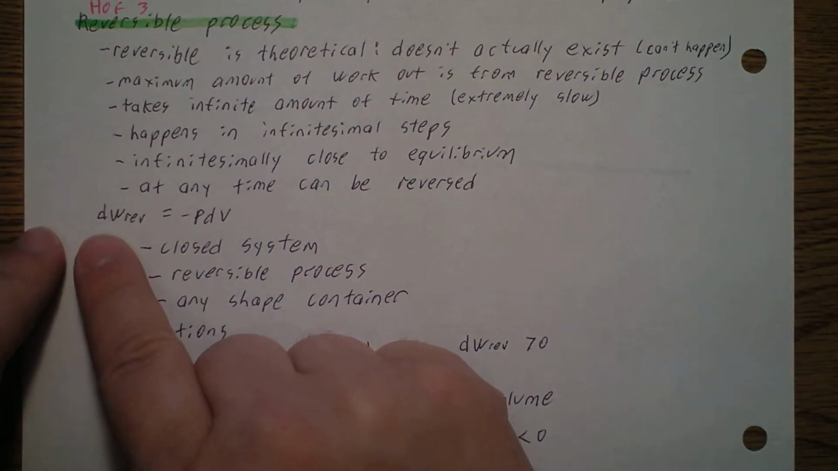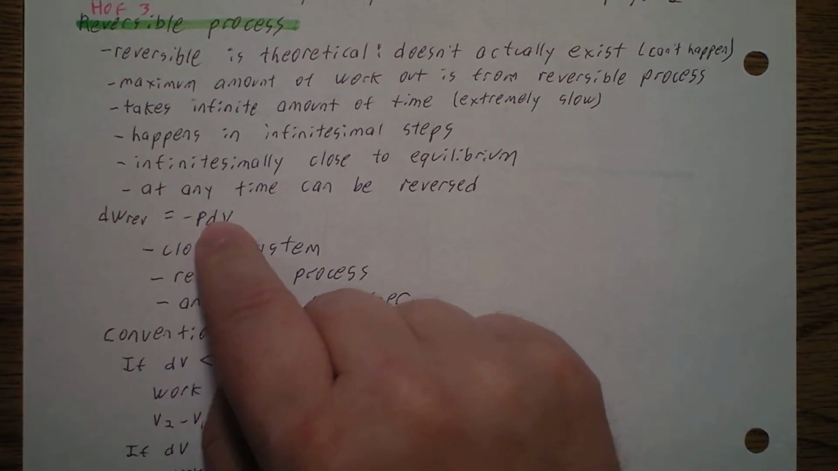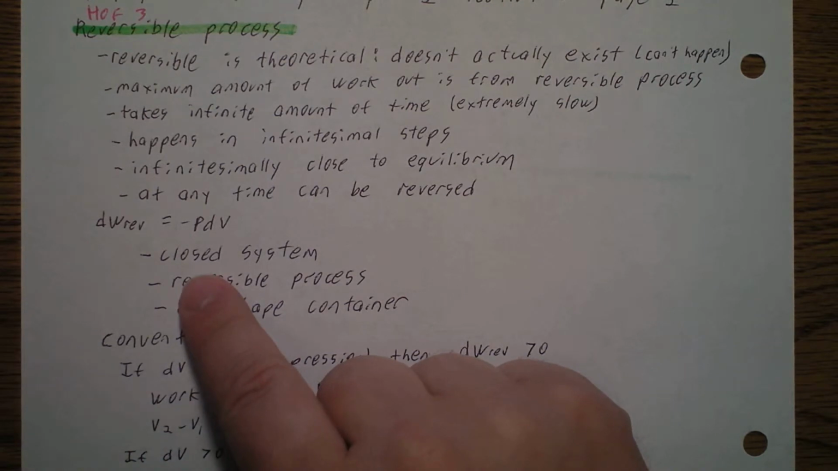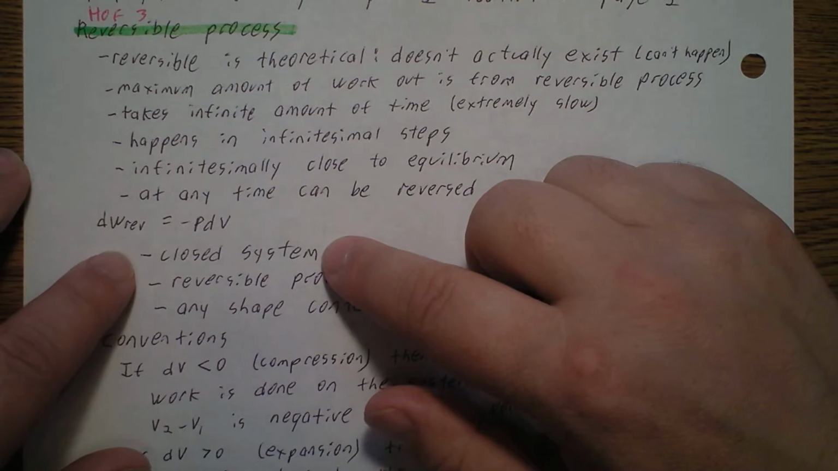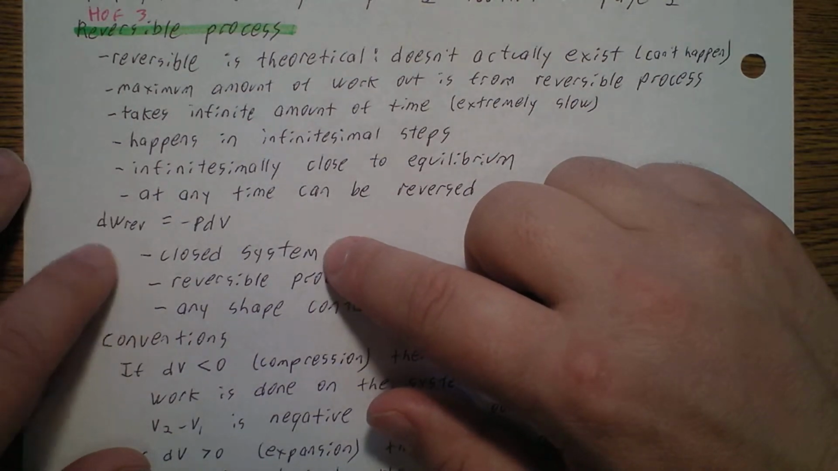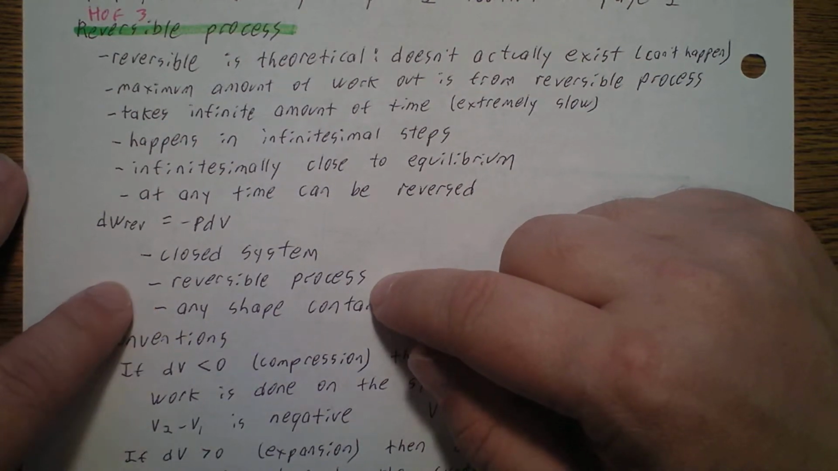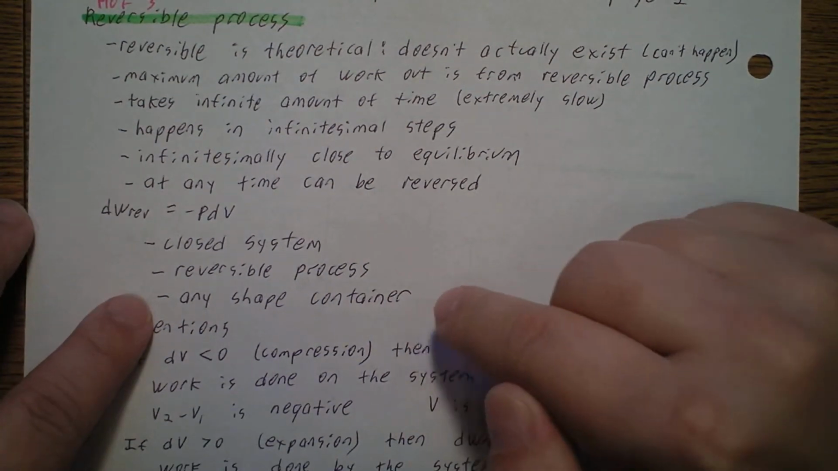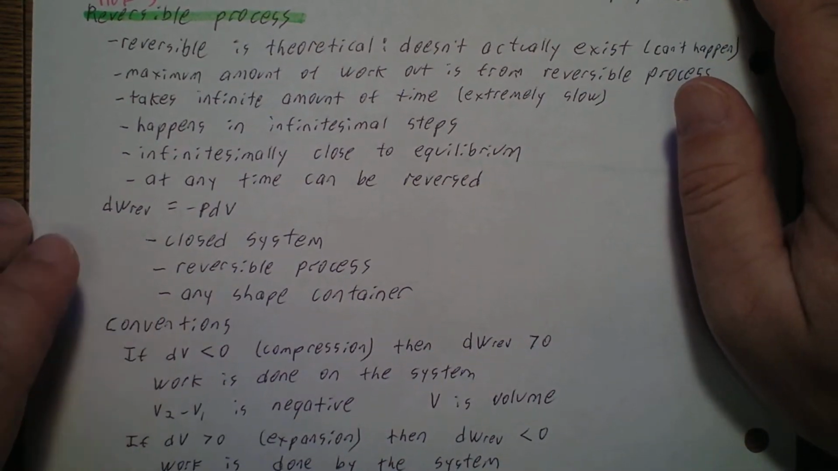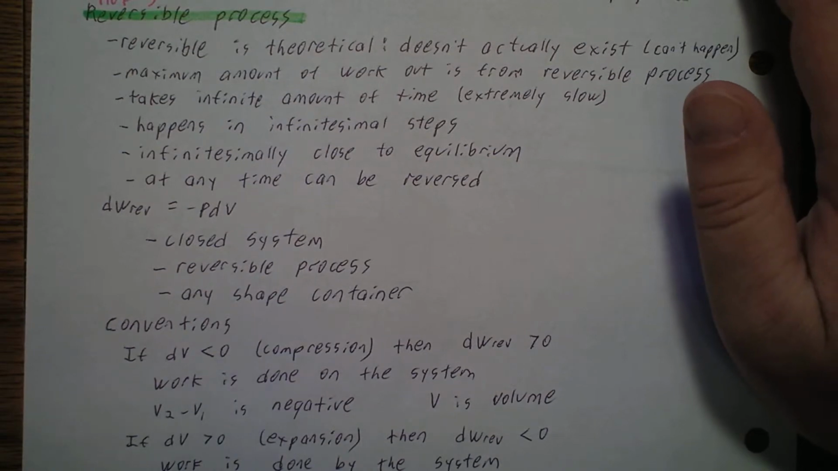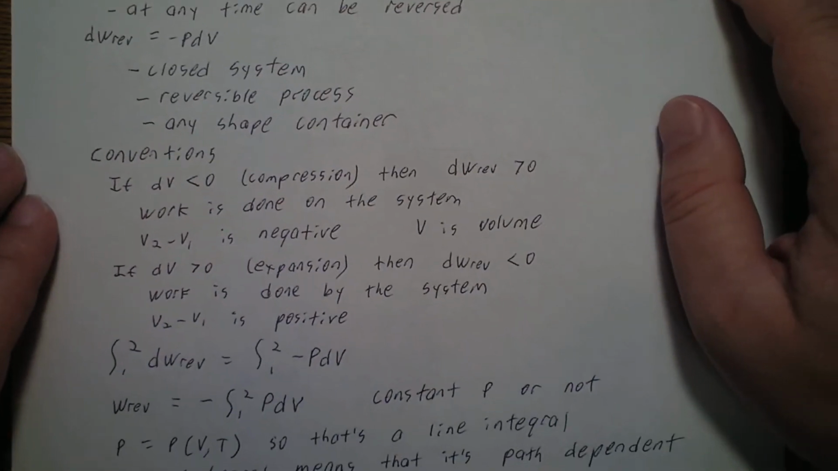So we already said the differential of reversible work is equal to minus the pressure times the differential of volume. Now this is true, we didn't really specify it before, but it's only for a closed system. If air or whatever can leak in and out of your system, it's going to be different. It's only true for a reversible process, but it doesn't matter what shape the container is. You can still figure out the cross-sectional area and so on, and it should work out exactly the same. It's just your math is going to be a little bit different to come up with how you did it.